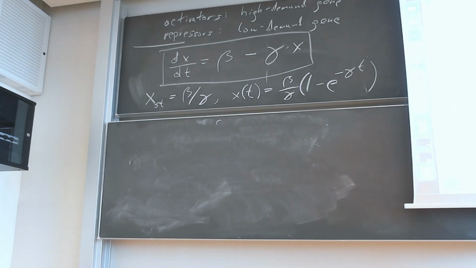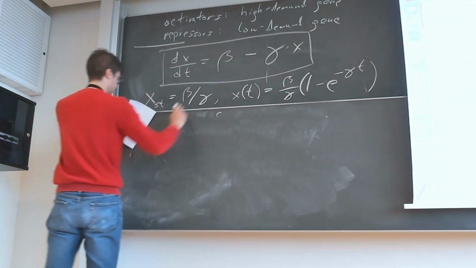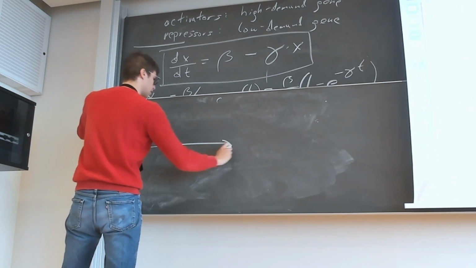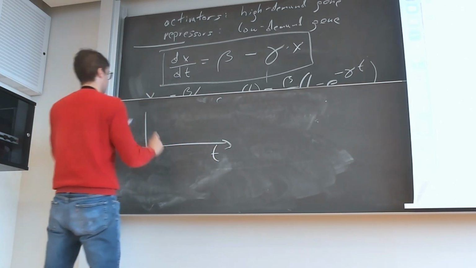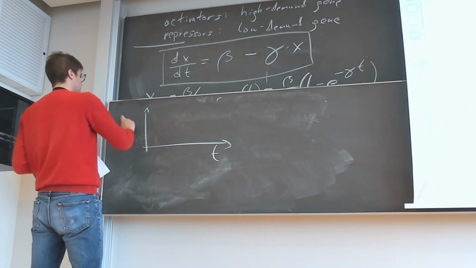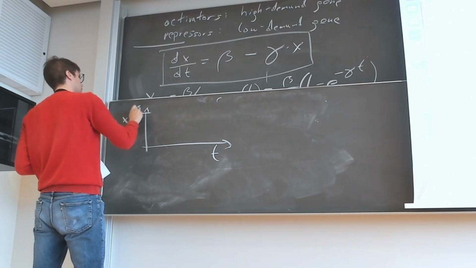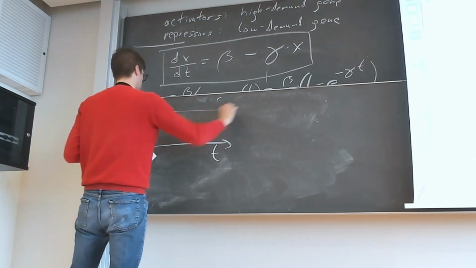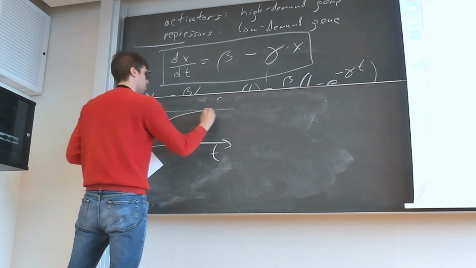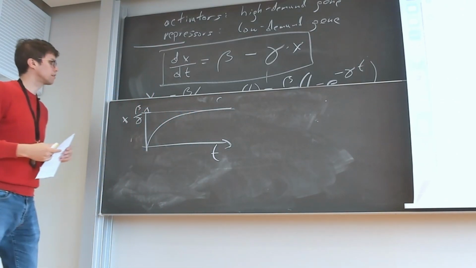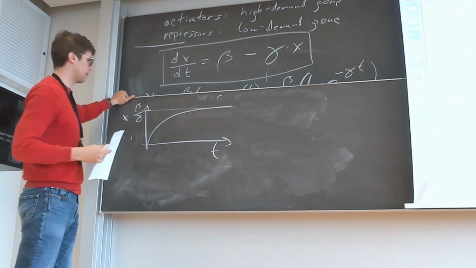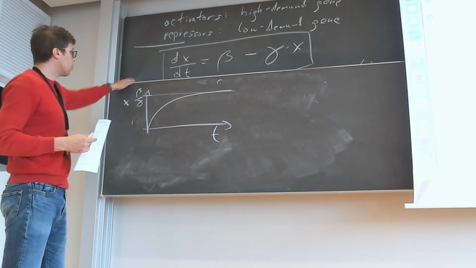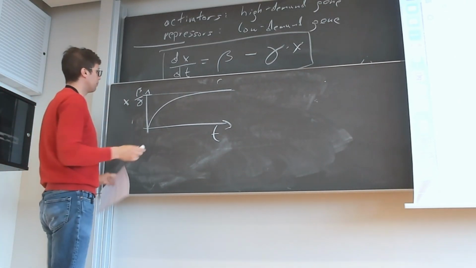Okay, so what will happen? Just a small picture. Time on one axis, this is x. There will be this limit, beta over gamma. And we will converge somehow in this sense, of course never reaching beta over gamma. And now we can assess the speed of this.